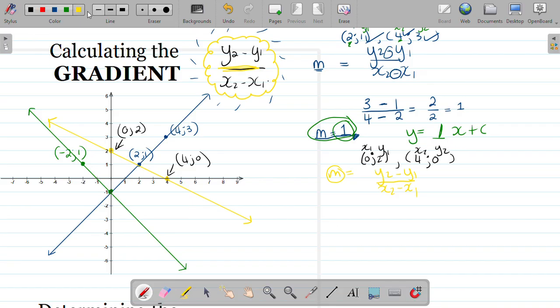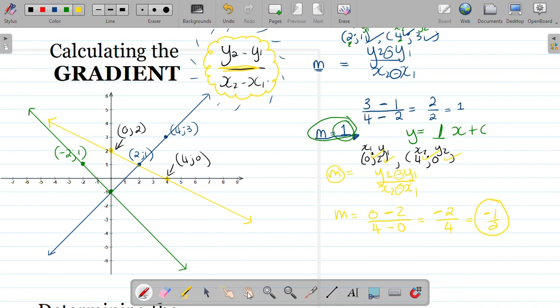Okay, let's substitute that into our formula. So m is going to equal, my y2 is over here, it's 0, minus, that is this minus sign, y1 is 2, so it's going to be 2, all over x2 is 4, we write 4 minus, that's this minus sign again, x1 is 0, and we simplify. 0 minus 2, we're going to get negative 2, over 4 minus nothing is still 4. So our answer is going to be negative a half. That is the simplified version. So this is our gradient.